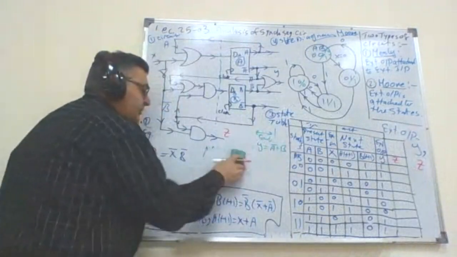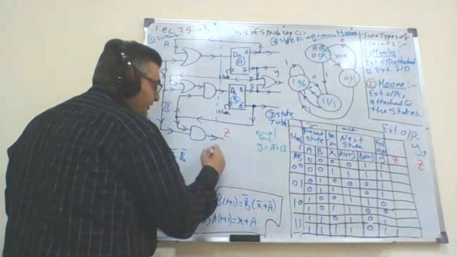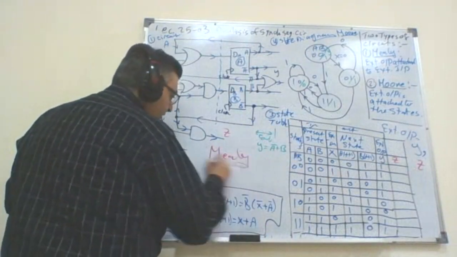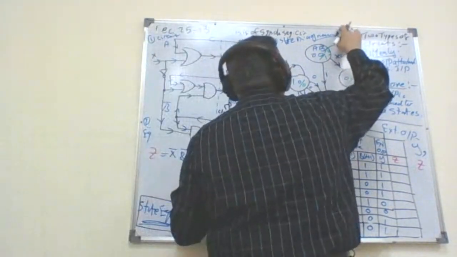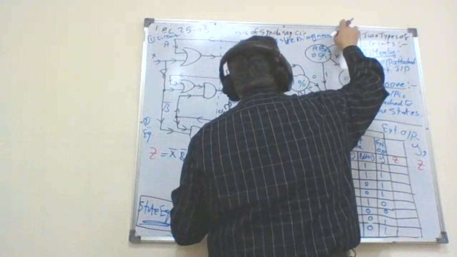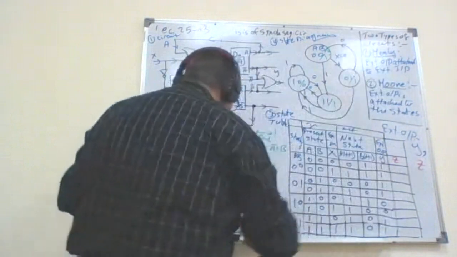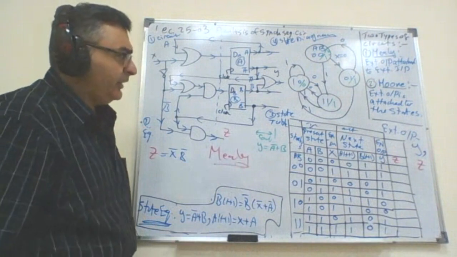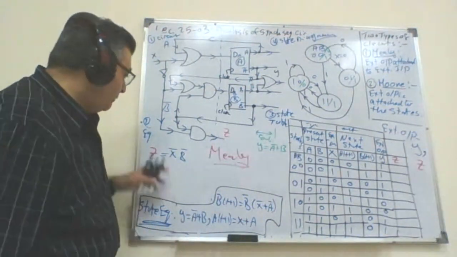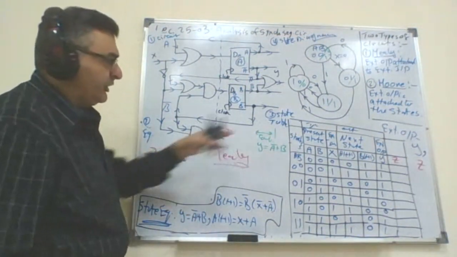Due to Z, the circuit is Mealy, not Moore anymore. Okay? So I cannot call it Moore because I added Z. If you have any one external output Mealy, it means the circuit is Mealy. Okay? All right.